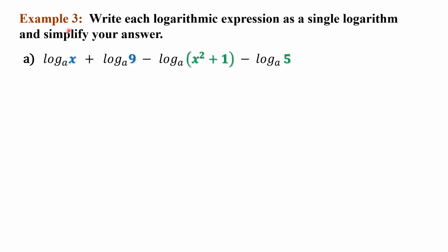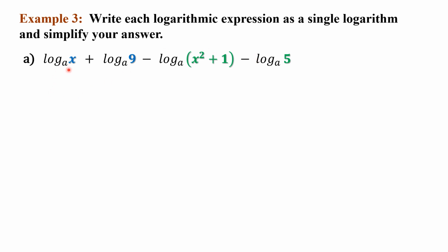Now for the third example, we have to write each logarithmic expression as a single logarithm and simplify our answer. Here it is given with 4 logarithms with plus and minus, and we have to write this in one log. The first thing that we have to make sure is if they have the same base, and another is if the coefficient is 1 or minus 1. It looks like the coefficients are 1 and minus 1.